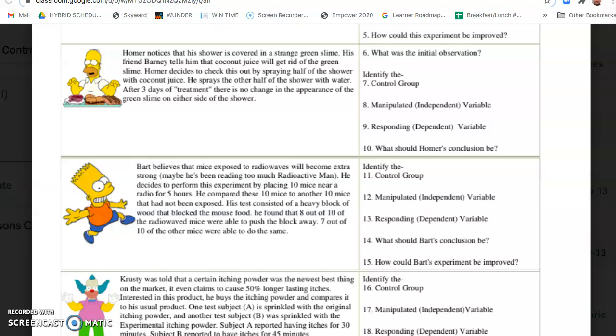And the final question is, how could Bart's experiment be improved? So what could he do better? He only tested 10 mice, and he only did one trial. So I think maybe you could come up with something that would make it better.